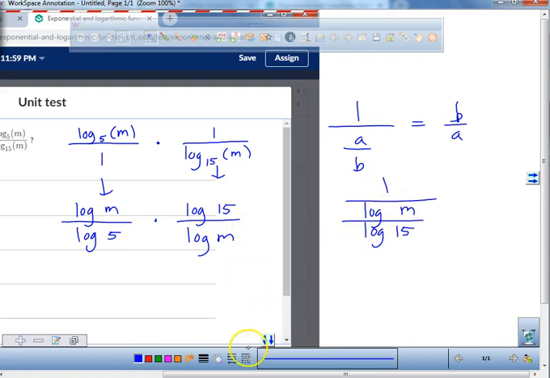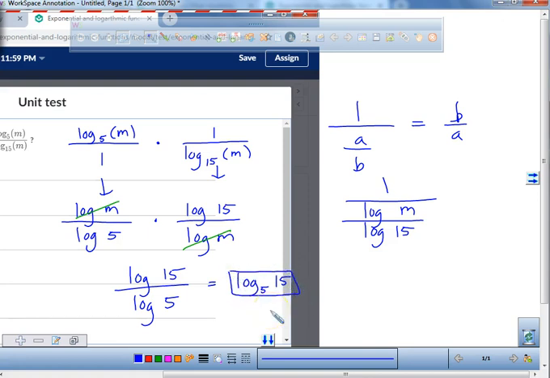I can see some things I get to cancel out, right there and right there. And so what are we left with? The log of 15 over the log of 5. And once again, we're going to use the change of base formula, which is going to convert that to log base 5 of 15. So log base 5 of 15 will be my final answer. And I'm going to put a little box around it.